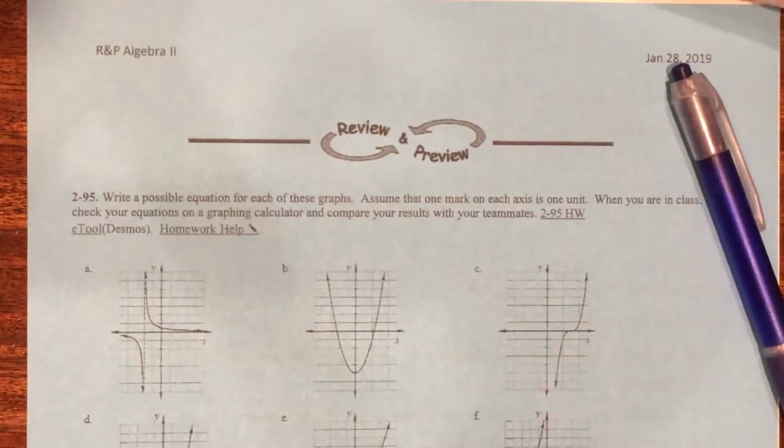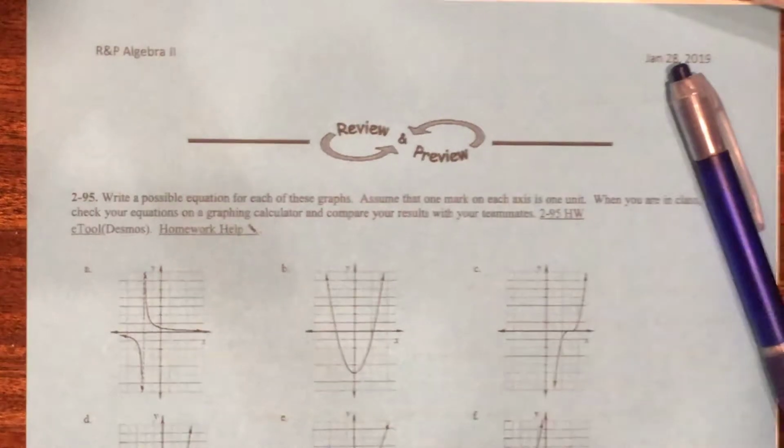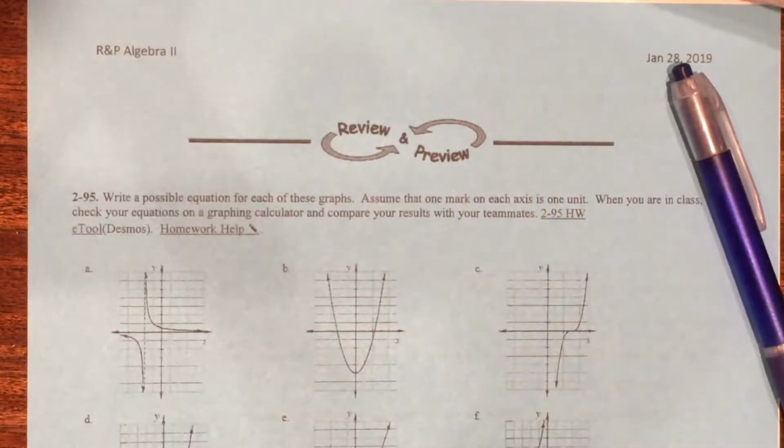Okay, class, I'm making this video for you so that you can get a little bit of help with the review and preview. I've selected some problems that I think you're going to need the most help with, and we're going to go ahead and get right to work on them. So the first one we're going to look at is on the front page, problem 2-95. We are going to look at A, E, and D together.